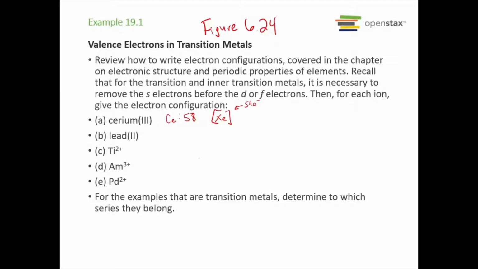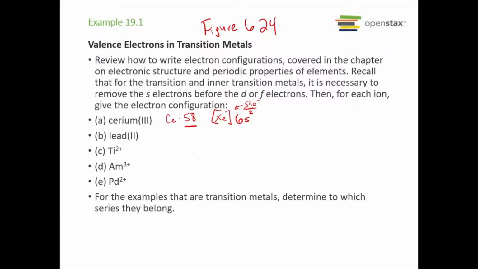You find that after the 5p orbital is filled, the next orbital is 6s, which holds 2 electrons. So we would go up to 6s2. And notice there's a difference of 4 electrons between neutral cerium and xenon. So that took care of 2 electrons. So now we have 2 more electrons.